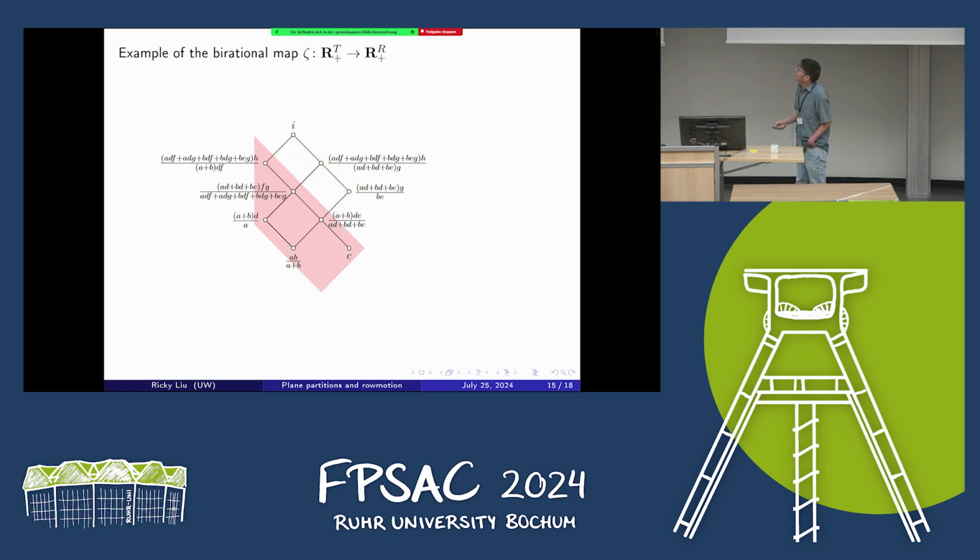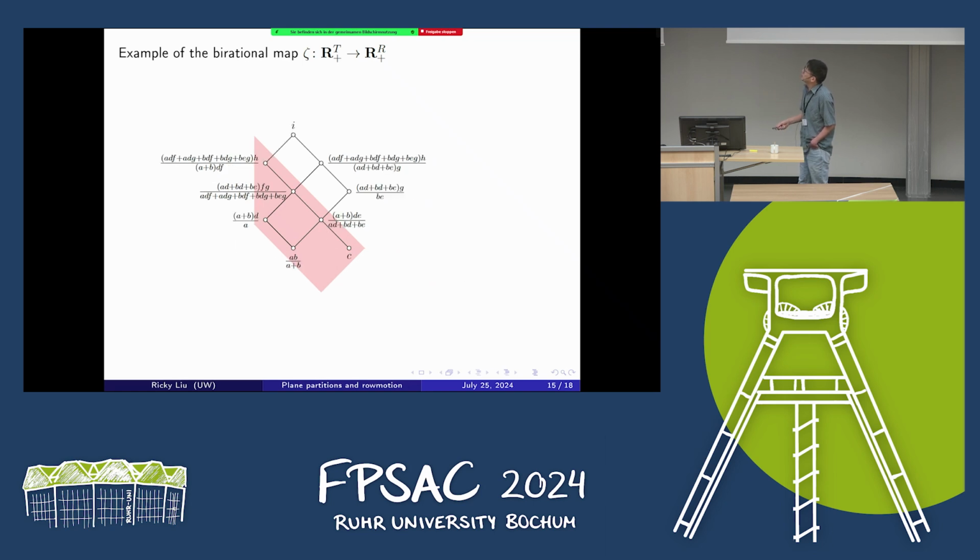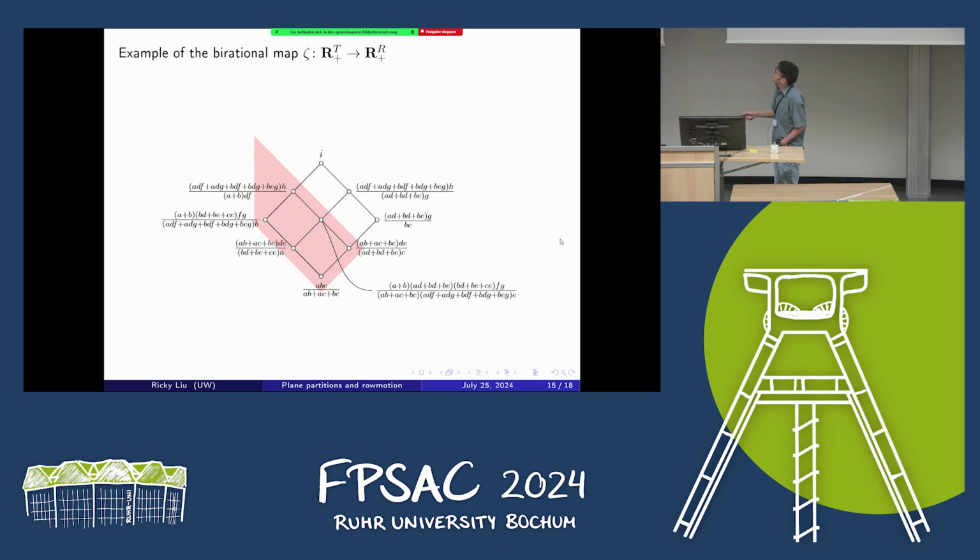And we also shifted the C downwards by 1. Now we look at this smaller right trapezoid, and then we do the same thing. We do row motion on this, and then you get this even more terrible thing. So the map is, again, the one that takes the original labeling of the trapezoid to this one. You'll see that the formulas get kind of complicated, but there is something which is nice about this.